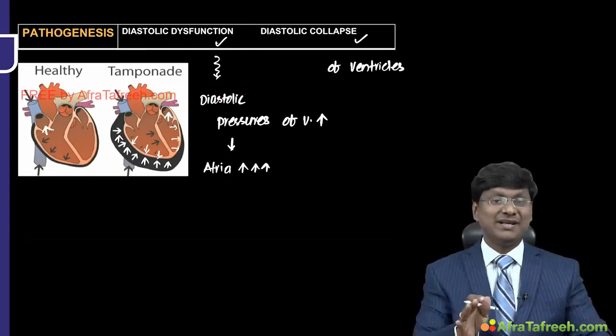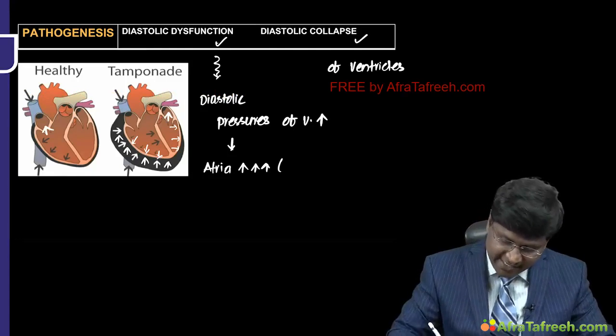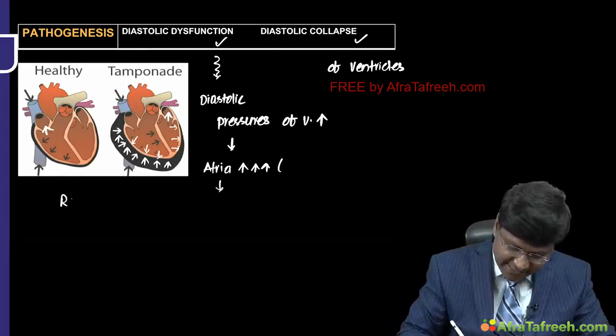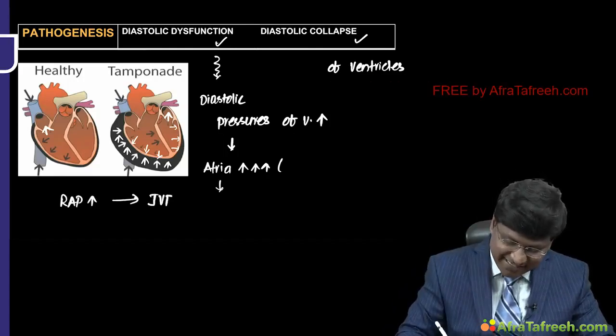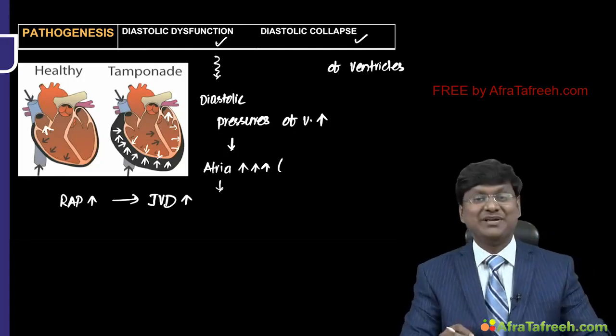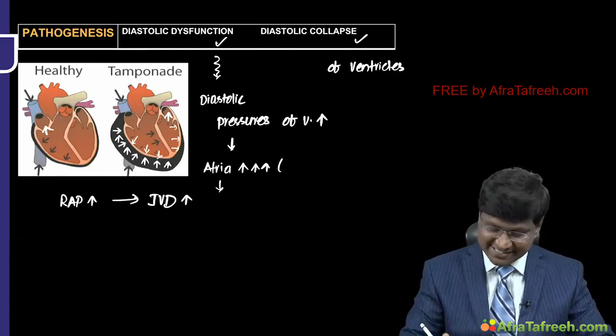Both the RA as well as the LA pressure is elevated. Now, the RA pressure, which is elevated, will be reflected to the jugular vein, and that will result in jugular venous distension, right? That will result in jugular venous distension.